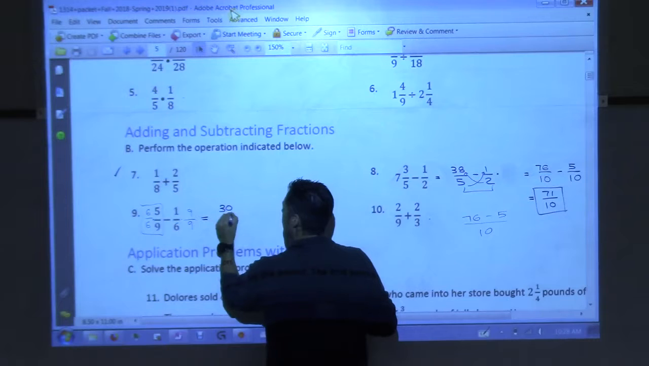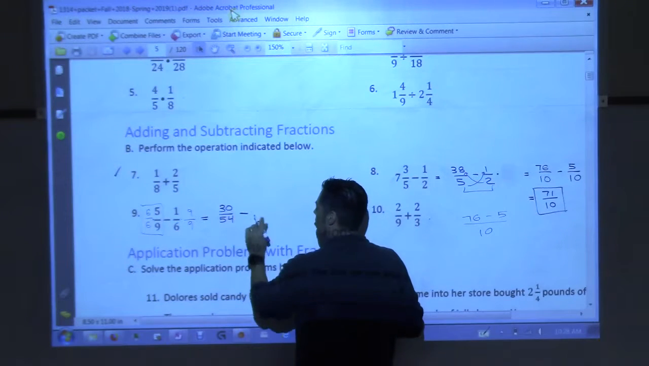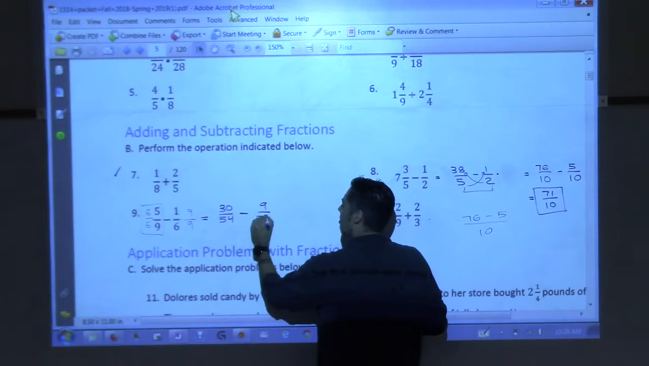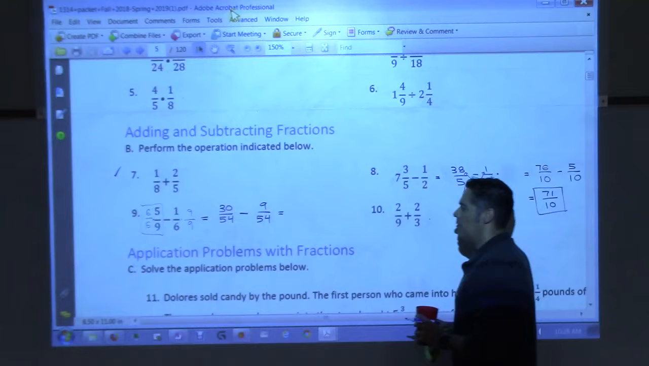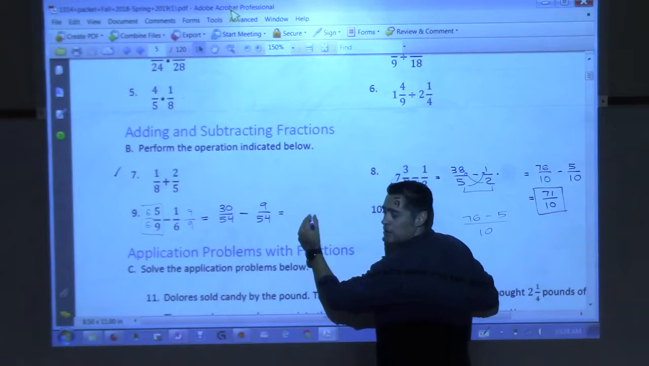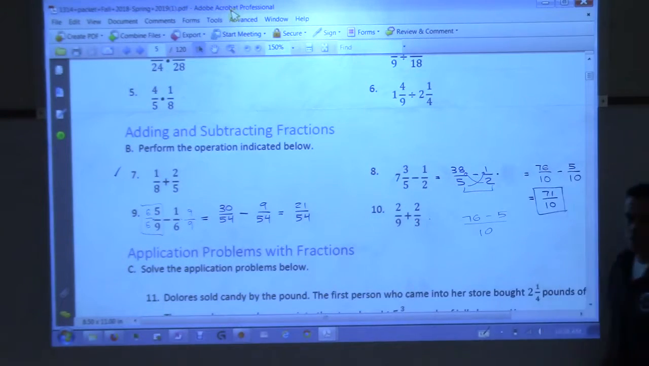Mm-hmm. And then I'll have a minus, right? Okay, and then 9 over 54. I'd say like 21 over 54. 21 over 54. Everyone agree? Okay. All right. Good. Does that reduce?